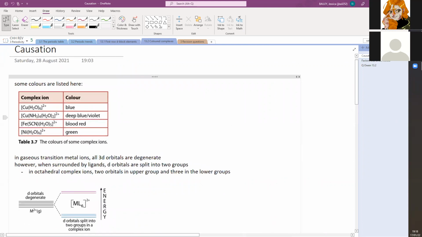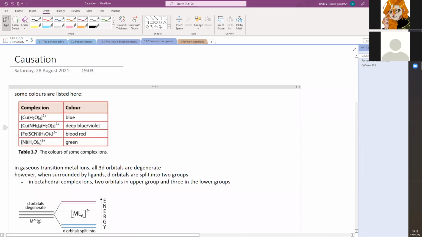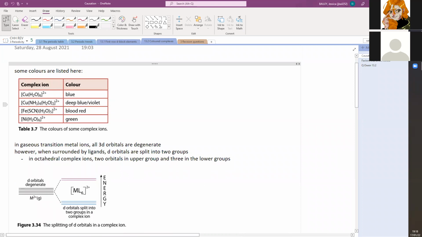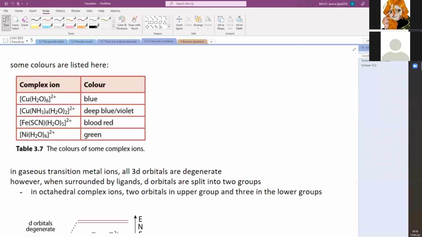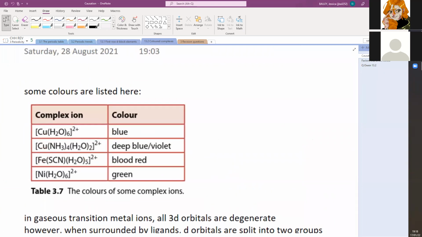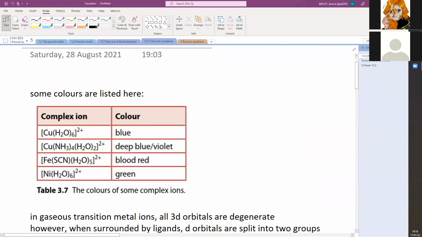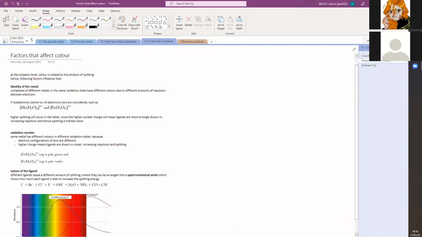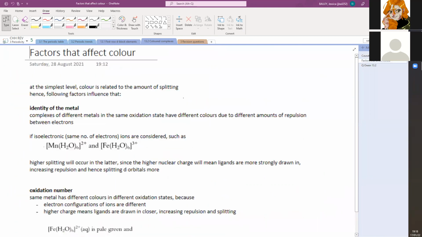Okay. So here we're talking about colored complexes, and this page is called causation because I think the course doesn't explain clearly enough why it happens, but you sort of need to understand why. So colored complexes, each complex will have a slightly different color. Now, there's lots of factors that affect it, which are listed here. So it's all got to do with the amount of splitting.